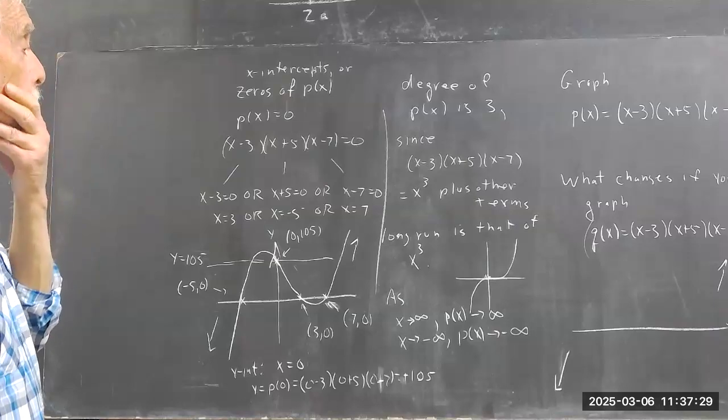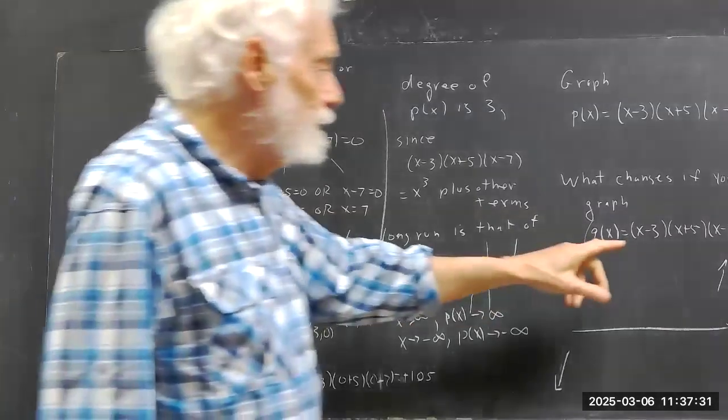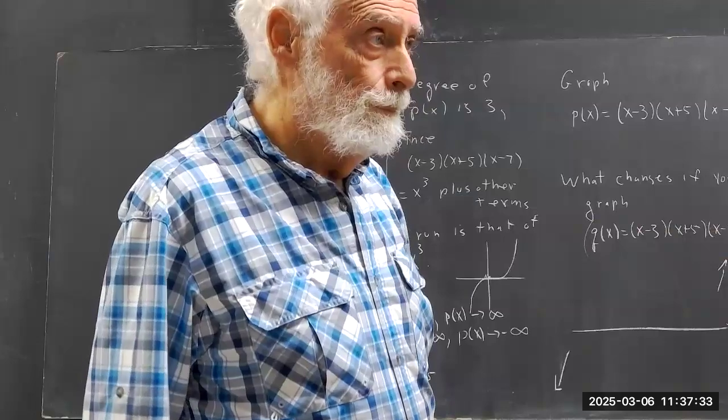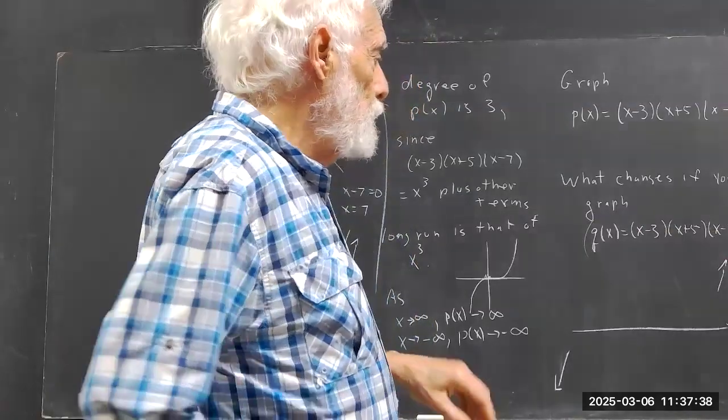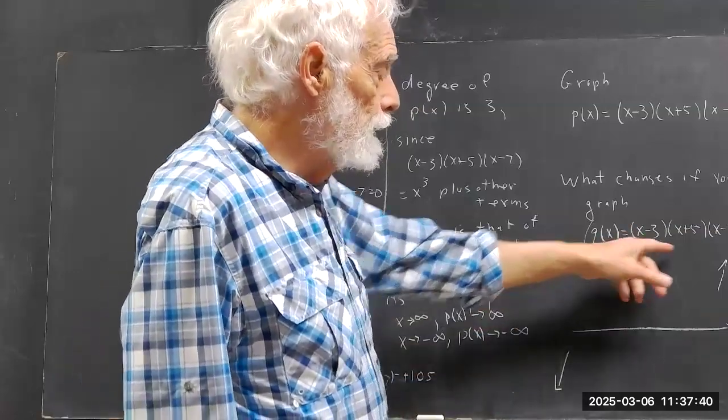Now, what I want to ask here is what happens if we do this graph. Think about it for a minute. What's the long run behavior of this function?